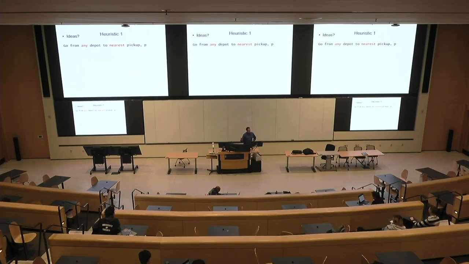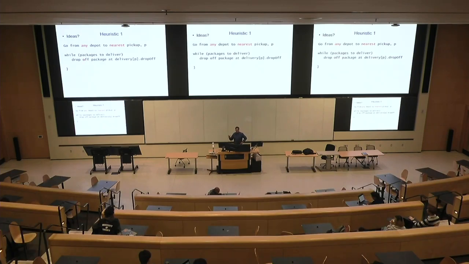Okay, so we're going to look at all our depots and look at all our pickups, find what depot is closest to some pickup, and that's the first thing we'll do. We'll pick the truck up there, we'll go to the closest pickup. Now what do we do? Well, we picked something up, we could go drop it off. So I picked up some package P, I'm going to go to wherever it's supposed to be dropped off, and now I've got a decision to make. What do I do next?